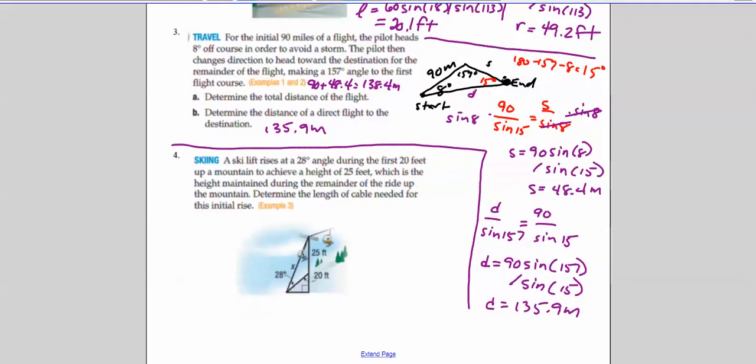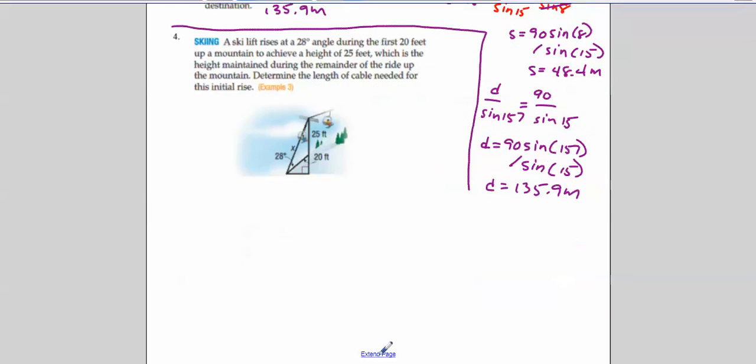Okay, and our last application problem is about a ski lift. So the ski lift rises at a 28-degree angle during the first 20 feet up a mountain to achieve a height of 25 feet, which is the height maintained for the remainder of the ride up the mountain. Determine the length of cable needed for this initial rise. So what are we trying to find here? We're using this triangle on top, so if we isolate that, that could help us a little bit.